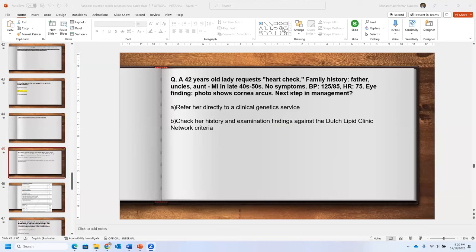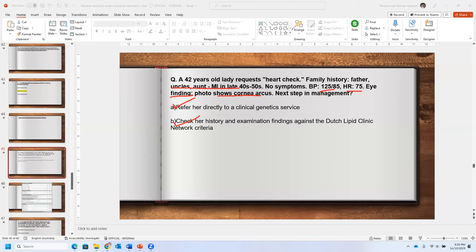A 42-year-old requests a heart check. Family history: father, uncle, aunt all had MI in their late 40s and 50s. There are no symptoms in her. Her blood pressure is 125 by 85. Heart rate is 75. Eye finding is that she has corneal arcus. Next step in management: refer her directly to clinical genetic services or check her Dutch Lipid Clinic Network criteria for familial hypercholesterolemia. Very good.